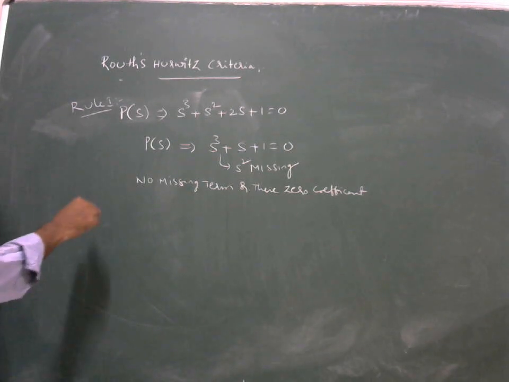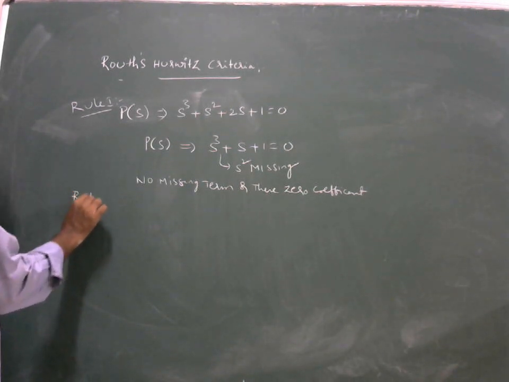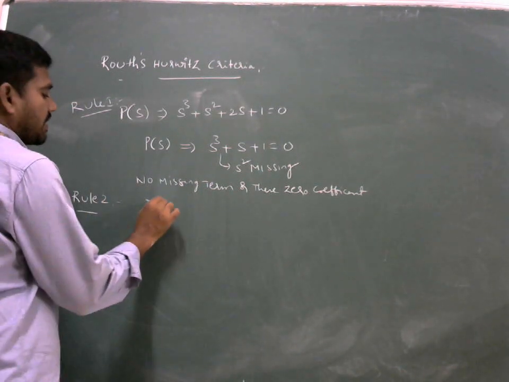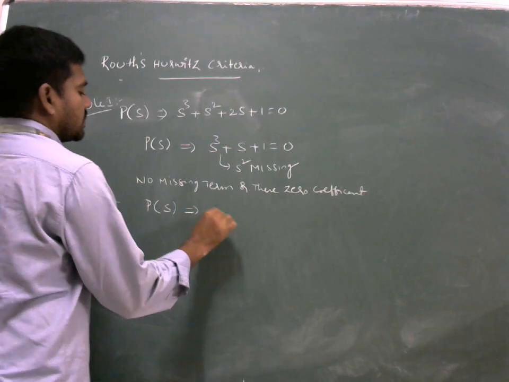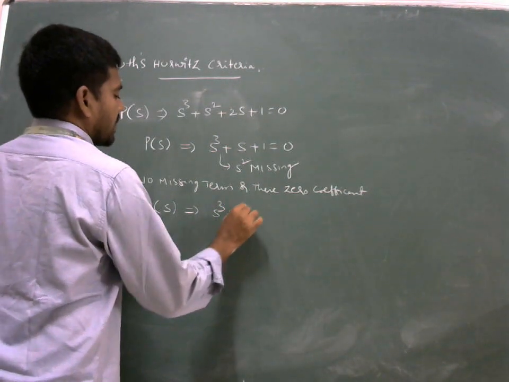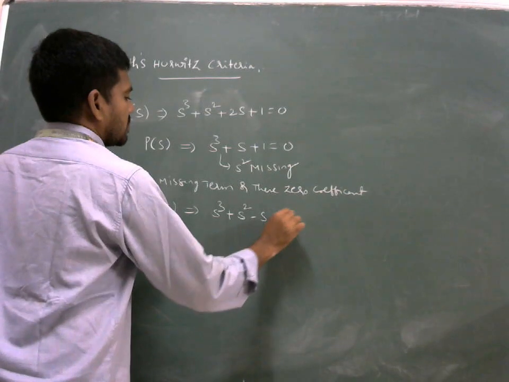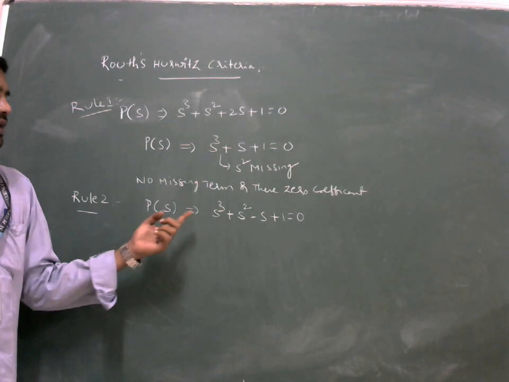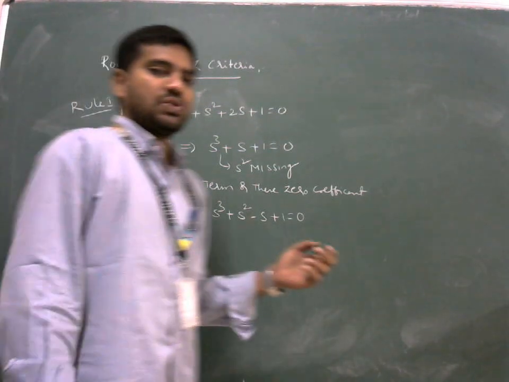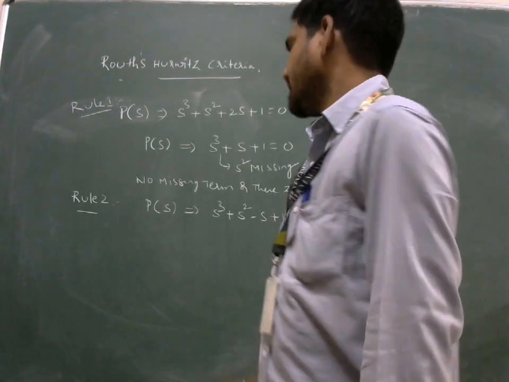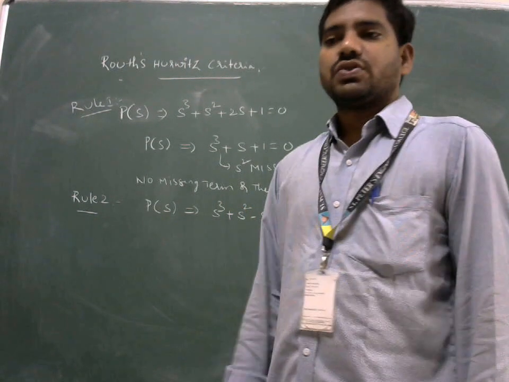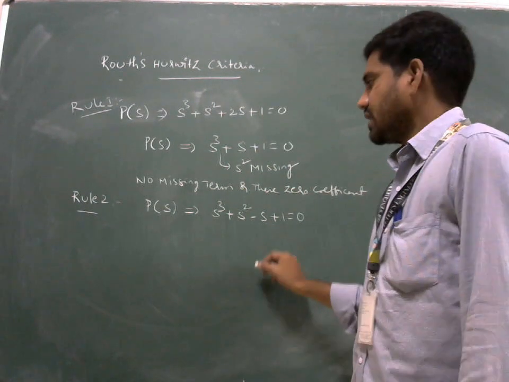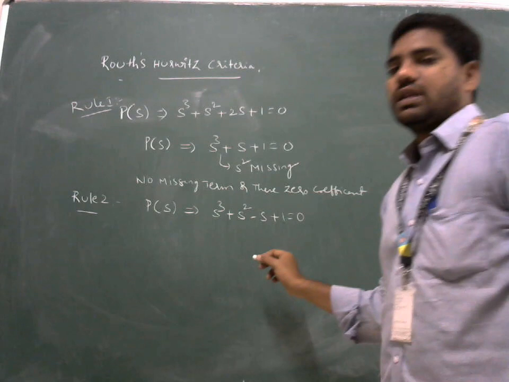Right. Now rule 2. Rule 2 is that if I take a characteristic polynomial equal to s cube plus s square minus s plus 1 equal to 0, or s cube plus s square plus 2s minus 1 equal to 0, that means there is a sign change here. In that particular case also we are not going to use the Routh-Hurwitz criteria. We need to check these two conditions.